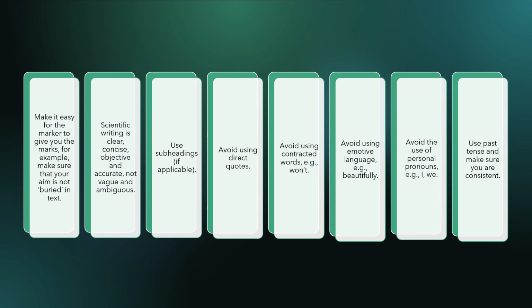Try not to just put a whole bunch of direct quotes in there as well, and avoid using contracted words like won't. You might say, I won't do this again. You can change that to next time the procedure will be changed. Avoid using emotive language like, oh, it was beautifully done. And avoid use of personal pronouns, that's using I and we. And make sure you use past tense and that you are consistent with that.